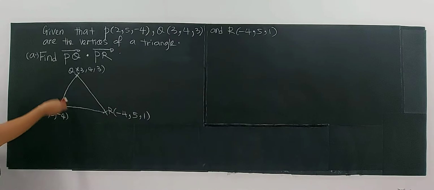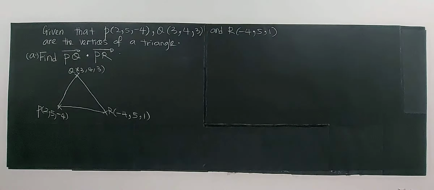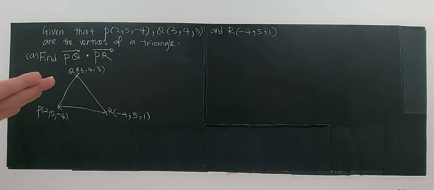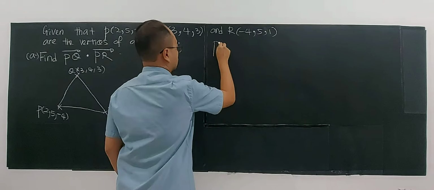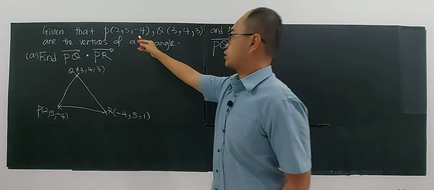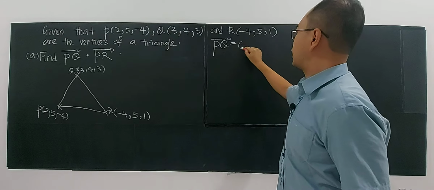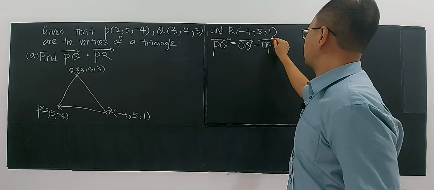At first, the question is asking you to find PQ dot PR. Before we do the dot product, we have to find the vector PQ, the direction vector from P to Q, which can be written as the position vector of Q minus the position vector of P.